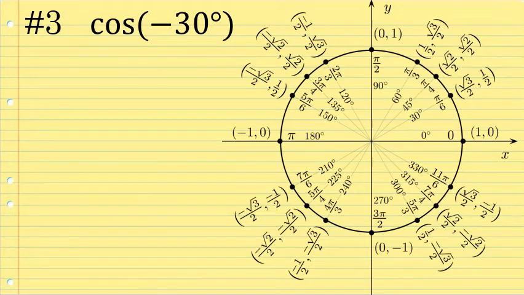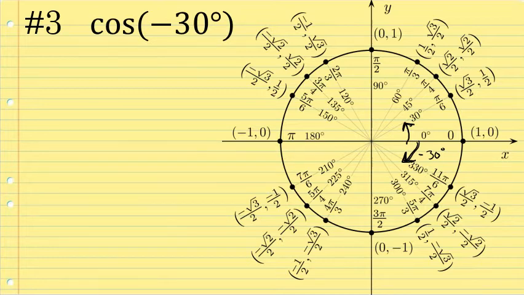For problem 3, let's try a negative angle. Let's evaluate the cosine of -30 degrees. Well, positive 30 degrees is this angle. -30 degrees is this angle. For an angle in standard position, a positive 30-degree angle is the same distance up and around the unit circle counterclockwise as -30 degrees is down and around the unit circle clockwise.